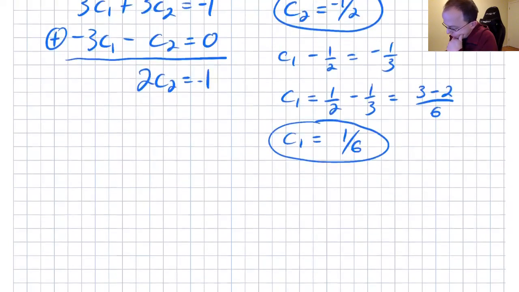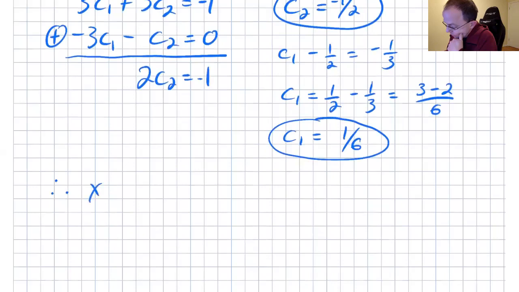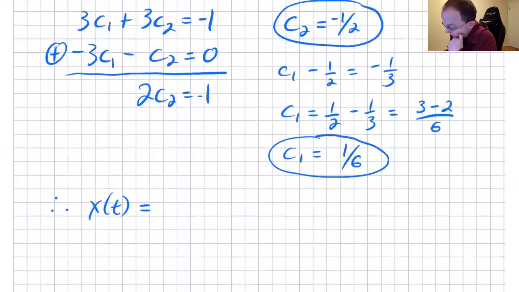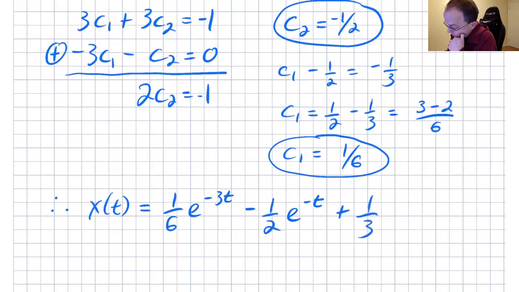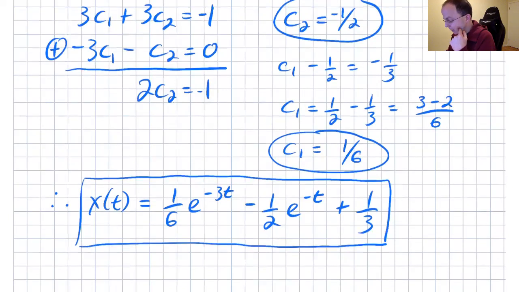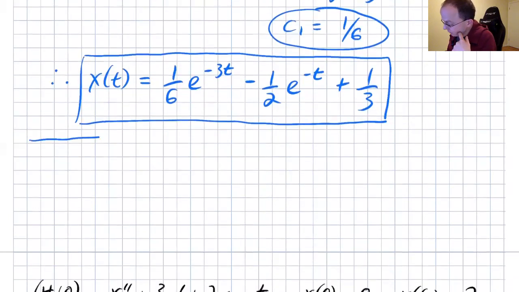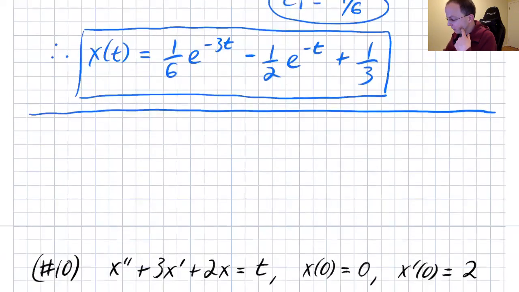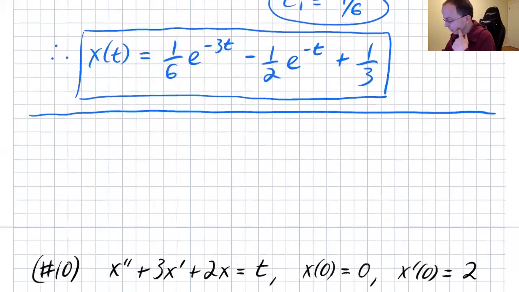Okay, and so therefore, the solution of the differential equation is 1/6 e^(-3t) minus 1/2 e^(-t) plus 1/3. Okay, so this is going to be very interesting to see what happens when we use Laplace transforms to do this. How is it going to be different when we're solving a non-homogeneous differential equation?